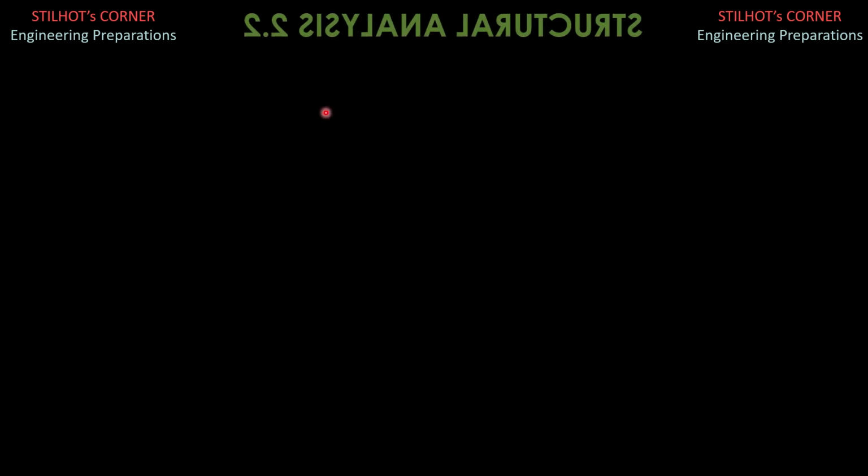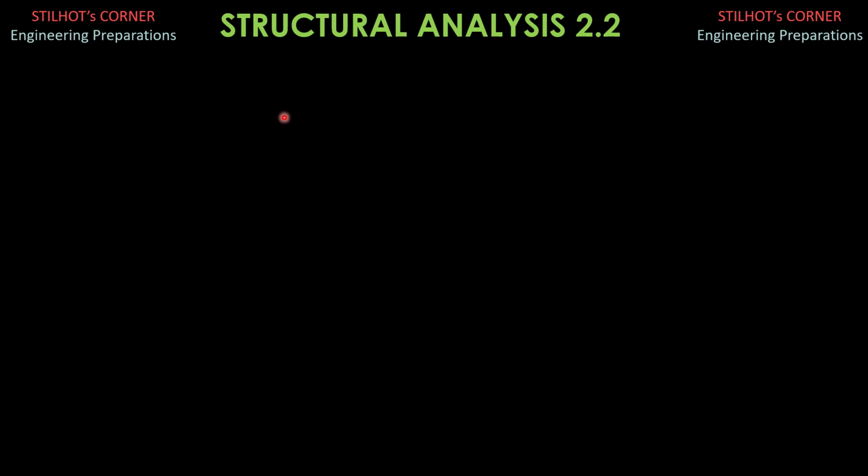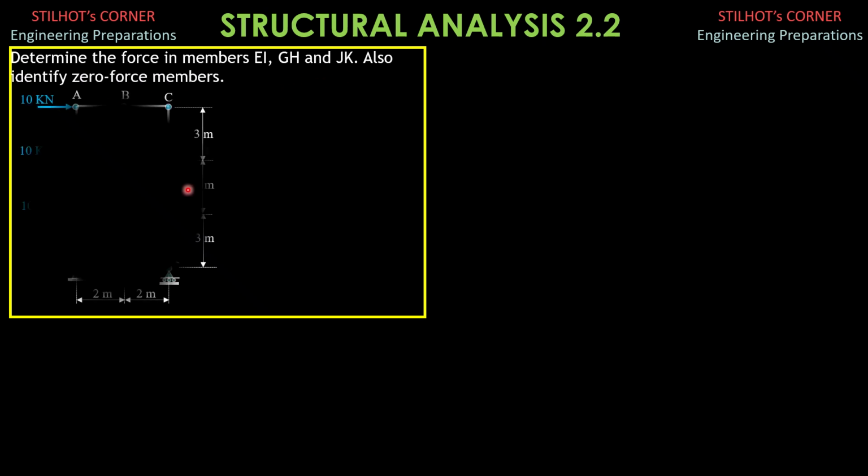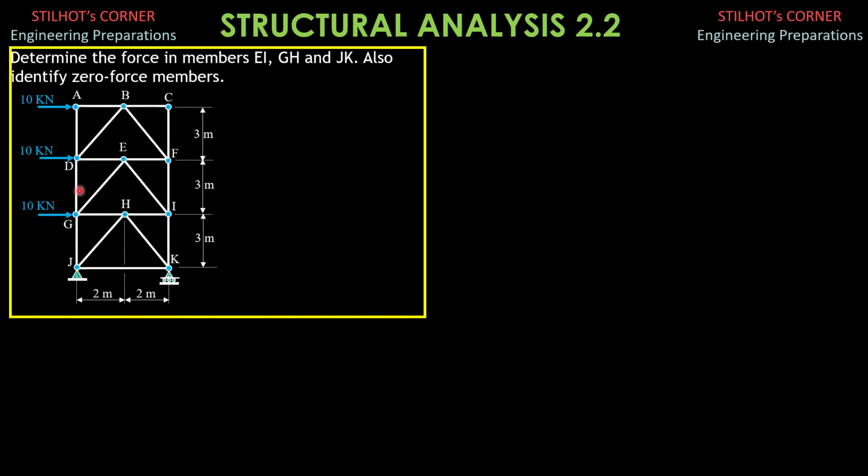Hello, future engineers and subscribers. Here is another problem on trusses for you to master. Determine the force in members EI, GH, and JK. Also identify zero force members. So here is the truss, and it is a K-truss actually. I hope that you're already familiar with the manner this truss is being analyzed, and I hope that you will gain from your experience.